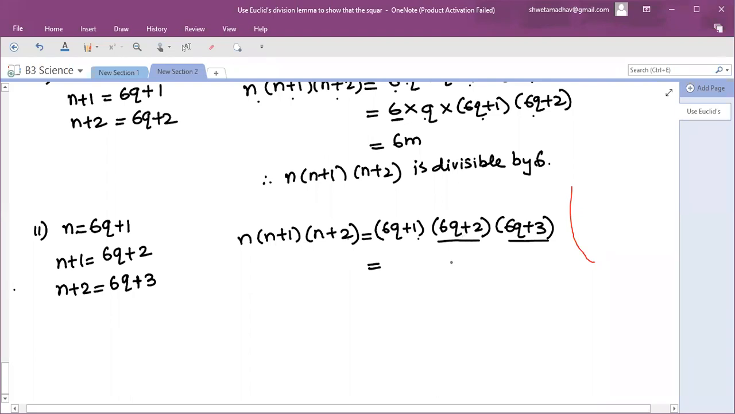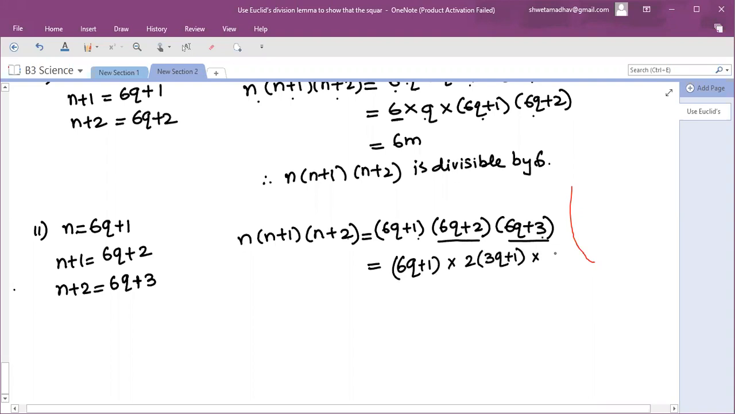And from this one, we can take 3 common. So 2 into 3 will become 6. 6q plus 1. Then take 2 out in bracket. It will remain as 3q plus 1.